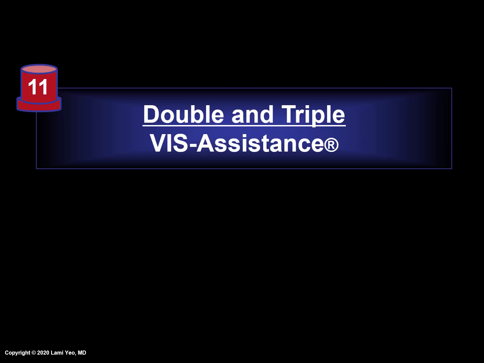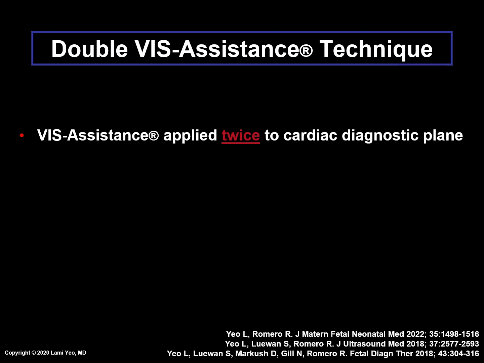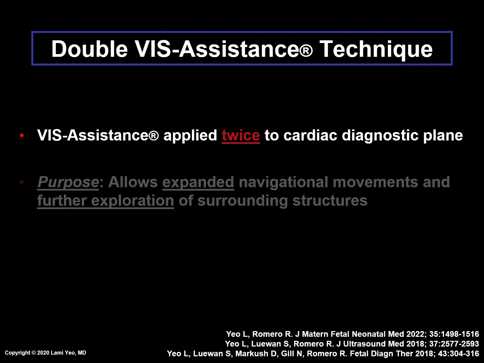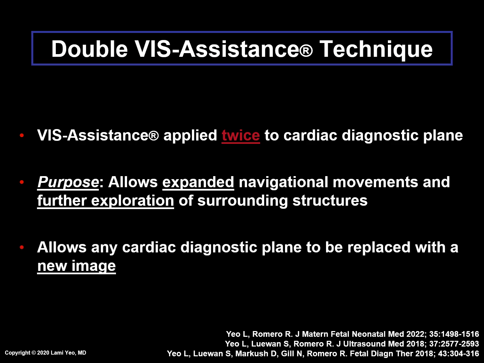The last feature to discuss is double and triple VISA Assistance, which can enhance the overall fetal cardiac examination, especially in cases of congenital heart disease. The double VISA Assistance technique is when VISA is applied twice to a cardiac diagnostic plane. The purpose is to allow expanded navigational movements and further exploration of surrounding structures as compared to VISA being activated only once, or classic VISA. In addition, double VISA Assistance allows any cardiac diagnostic plane to be replaced with a new image.